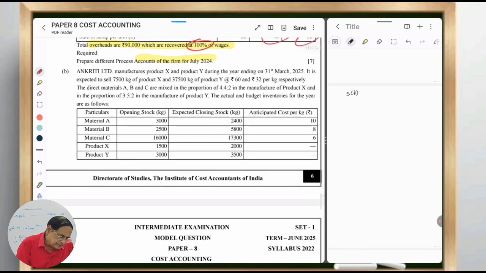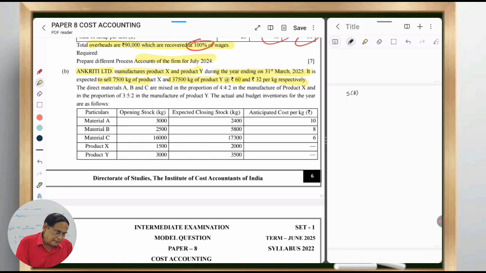Next question is, Ankriti Limited manufactured the products X and Y. During the year ending 31st March, it is expected to sell 7,500 kg of product X and 37,500 kg of Y at the rates of 60 and 32 respectively. So selling price is given as 60 rupees and 32 rupees. The total number of products sold is 7,500 kg of X and 37,500 kg of Y.